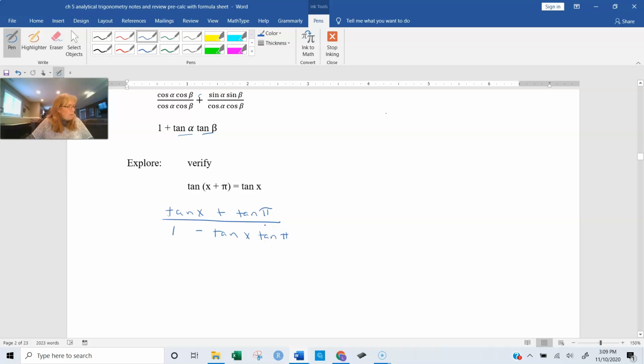All right, we know that the tan of pi is 0. So this is the tan of x plus 0, all over 1 minus, well, this is the tan of x times 0. So these guys cancel out, and we are literally left with the tan of x over 1, which is just the tangent of x. We've done an awesome job, haven't we?